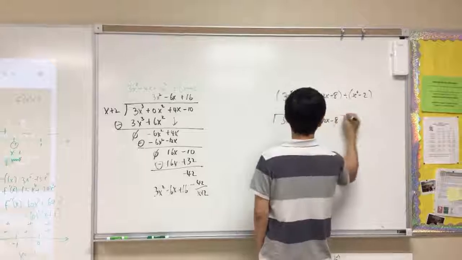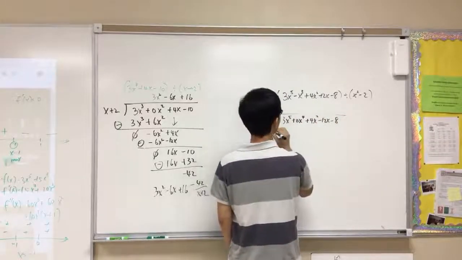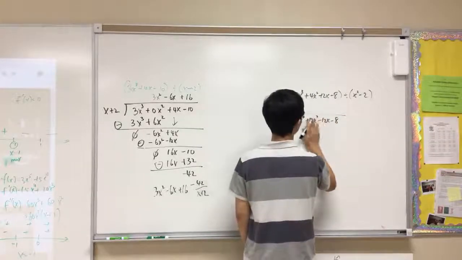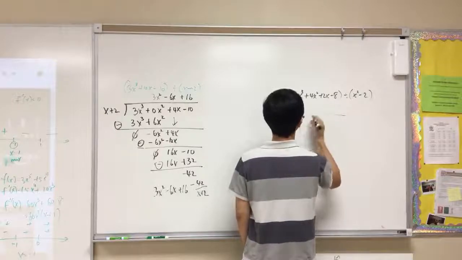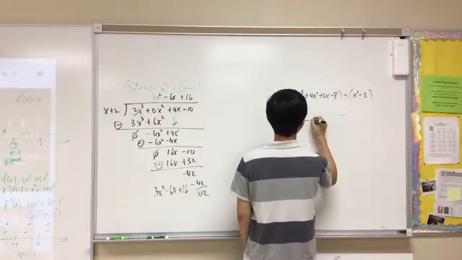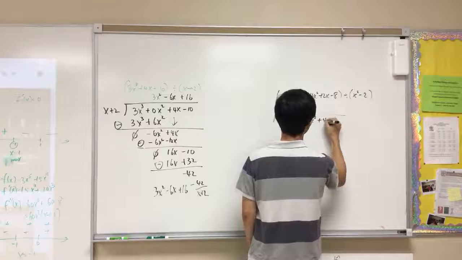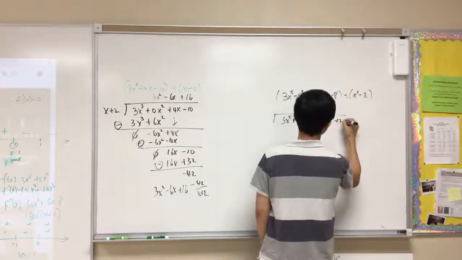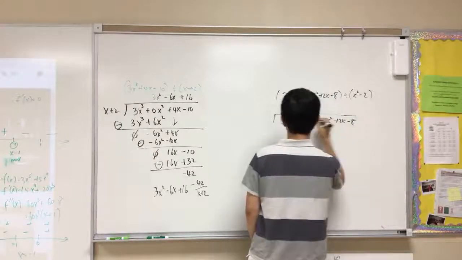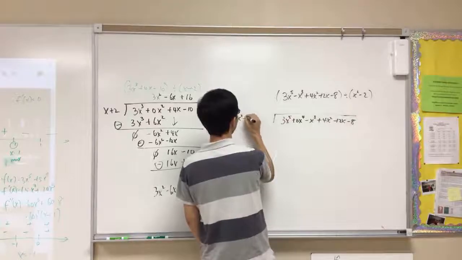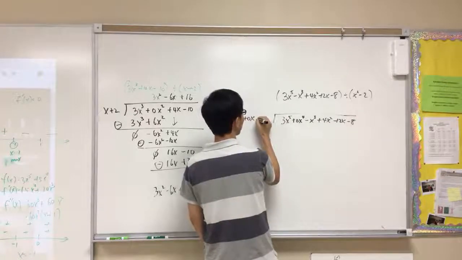Now when I do it, but why 0x to the 4th? Oh, that's just you're not adding anything. Plus 0x to the 4th minus x to the 3rd plus 4x squared minus 12x minus 8 over x squared plus 0x minus 2.